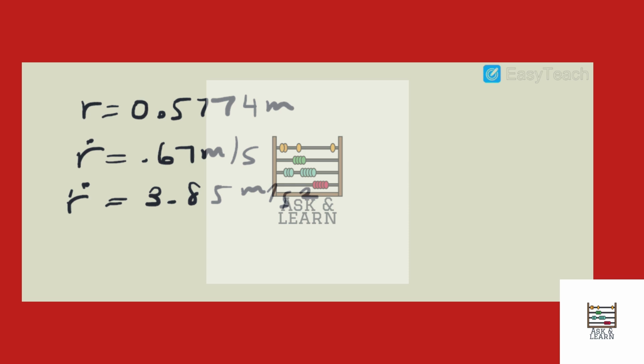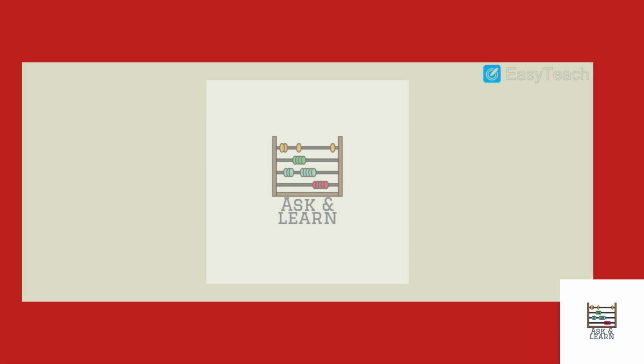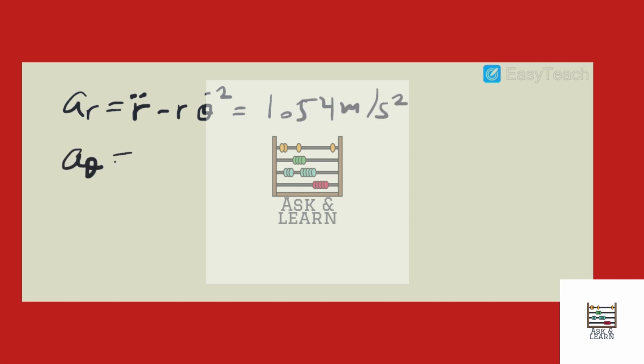We can use these quantities to plug in for our radial and theta accelerations. So we'll see that a_r, which is equal to r double dot minus r theta dot squared, is equal to 1.54 meters per second squared, and a_theta, which is equal to r theta double dot plus 2 r dot theta dot, is equal to 2.67 meters per second squared.